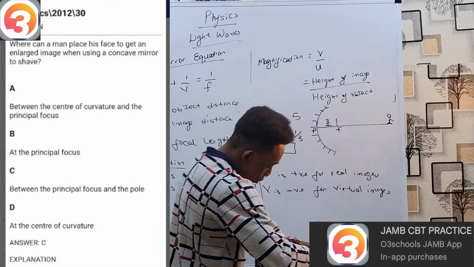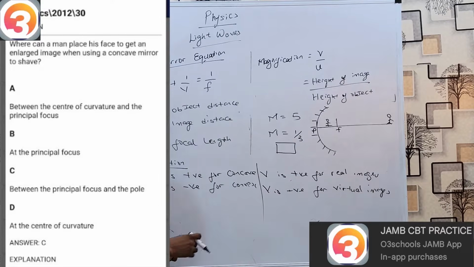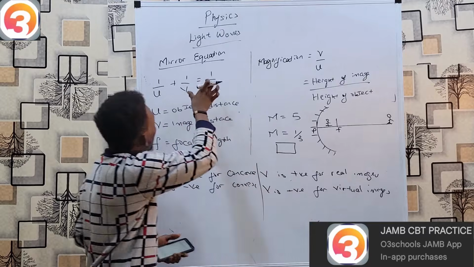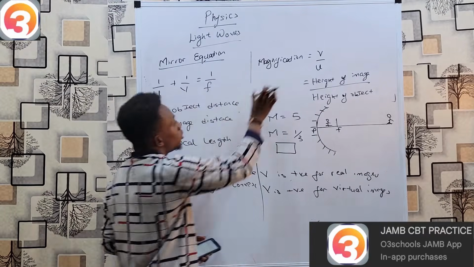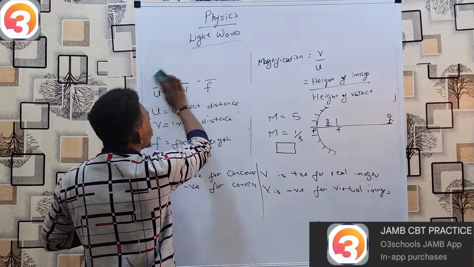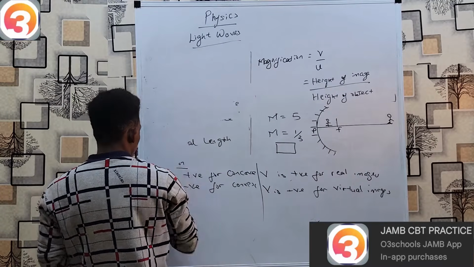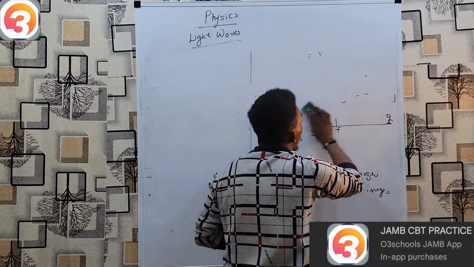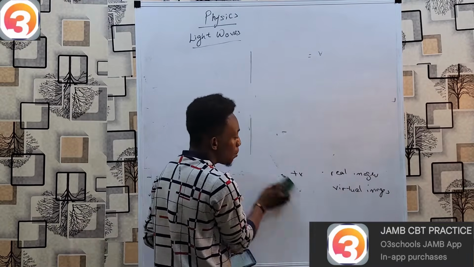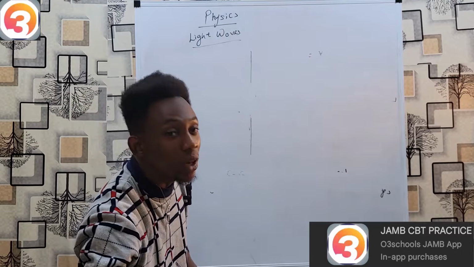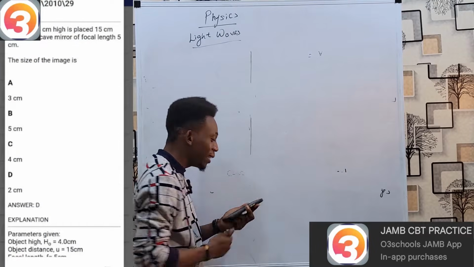Okay, and with that in mind, we've looked at this, and then you can also solve more examples that have to do with using this formula. So let's take some examples under our mirror equation. And one more time, we are taking these examples from our O3 Schools JAMB app. Now, we're starting with a question from 2010, question 29.